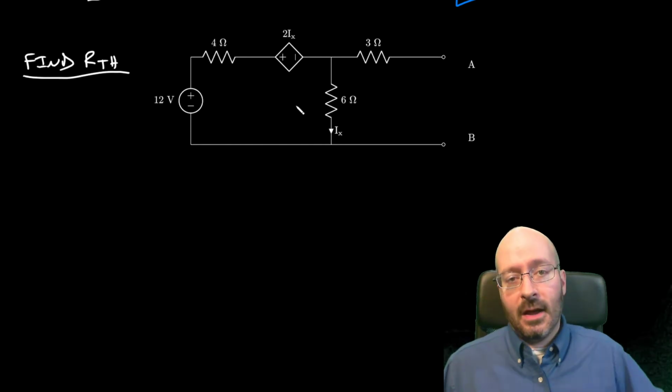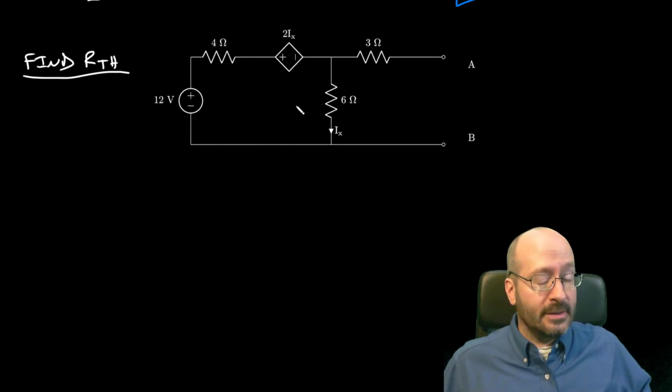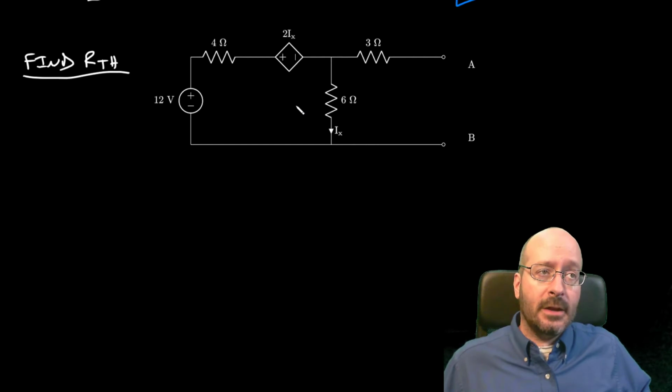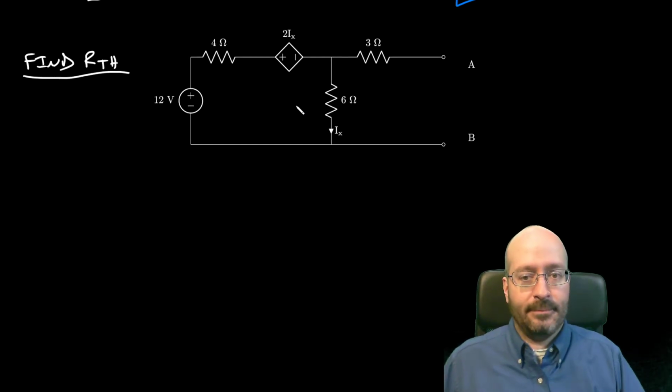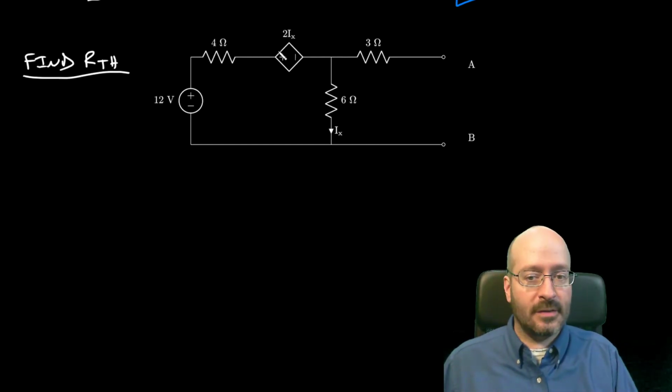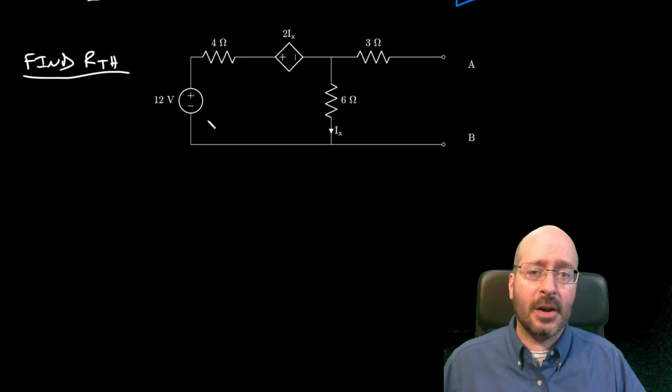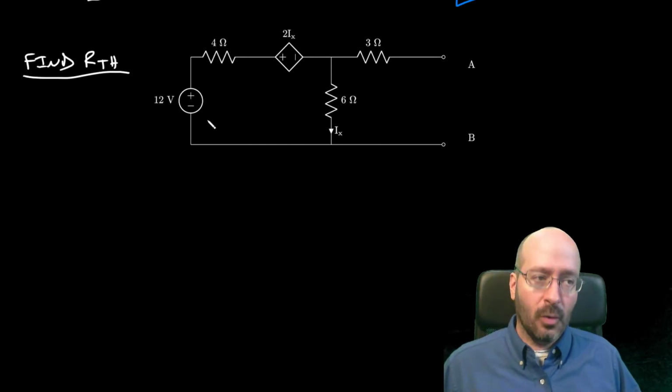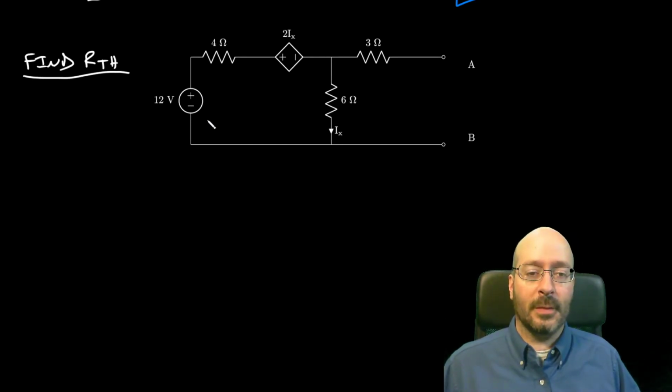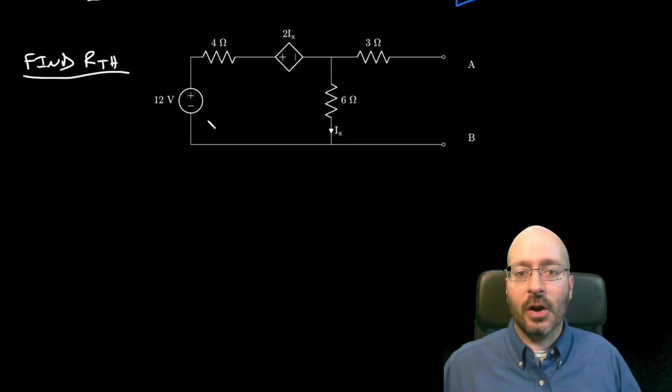Okay, I can't use method 1, right? There's a dependent supply. I can use methods 2 or 3. They both handle dependent supplies, no problem. And there is one independent supply, so I could still use method 2. That's what I'm going to use. We will have an example where you're forced to use method 3. Method 3 is going to work too.